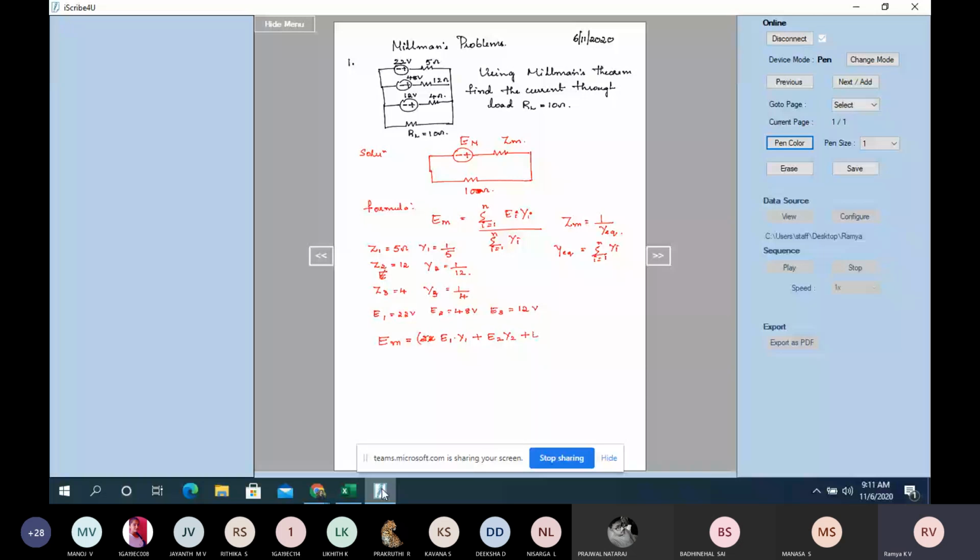What is the n value here? The n value is 3 because only 3 branches are there. Divided by Y1 plus Y2 plus Y3. And what is ZM? ZM is equal to 1 by Y equivalent, and Y equivalent is equal to Y1 plus Y2 plus Y3. So we need to find all these values now.